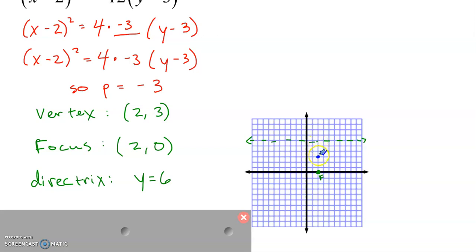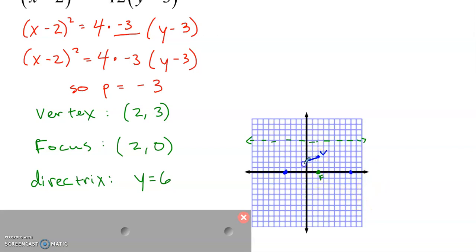And my tip will be to go 2 times P units away from the focus. So I'm basically going to find a point that's the same distance away from both of these things. So I'm going to go, let's see, P is negative 3, so I'm going to double that and get negative 6. So I'm going to go 6 units away. 1, 2, 3, 4, 5, 6. 6 units to the right of the focus, and you can see that that point is 6 units away from the focus, and it's 6 units away from the directrix. And there'll be another point 6 units this way. 1, 2, 3, 4, 5, 6. So those 2 points are also going to be on the parabola.